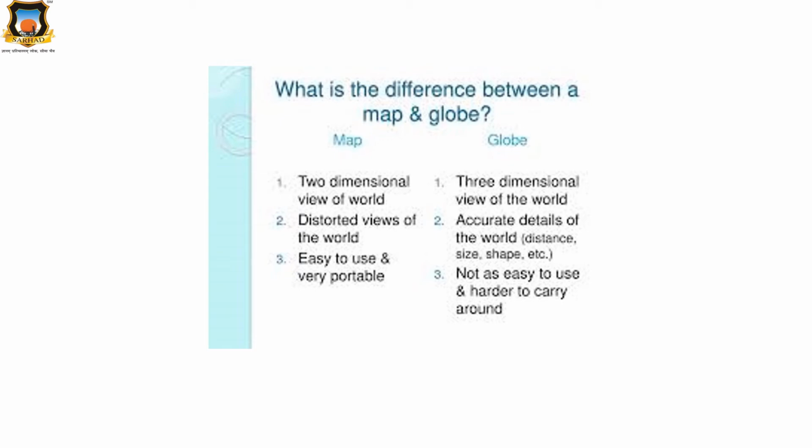So it is very easy to use and very portable. Globe, it is not easy to use and harder to carry around. Why? It is round, big, it has to be carried in a box. It has to be handled very delicately. It is very delicate, so it's not as easy to handle. So these are some small differences of the map and globe. Clear all of you?